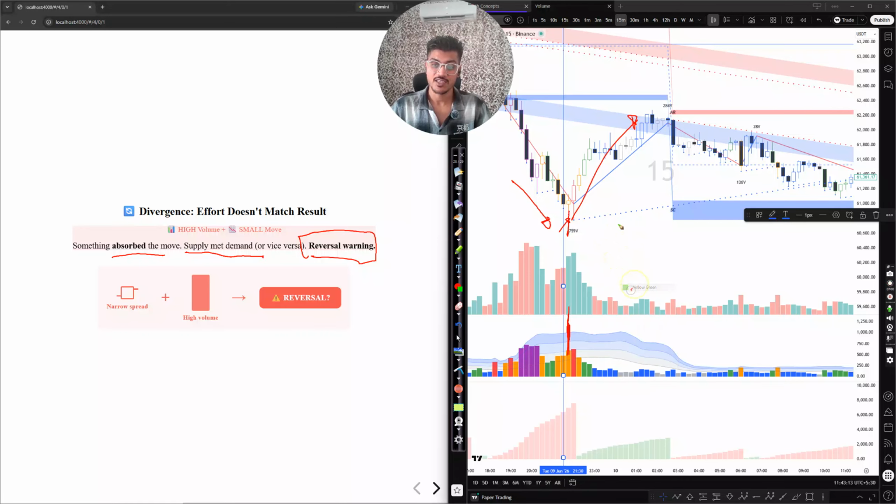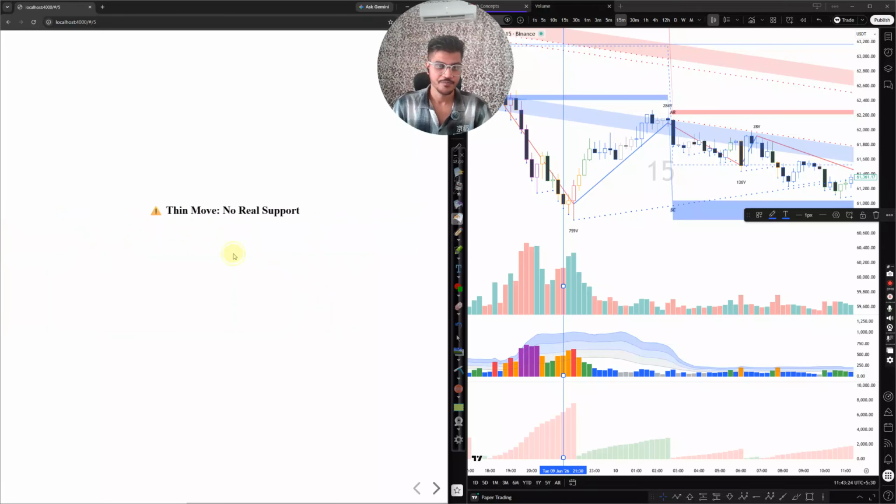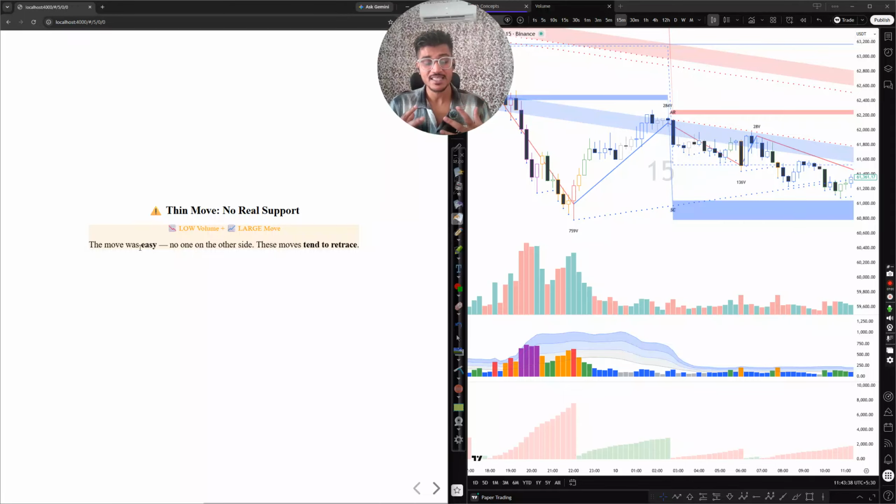All right. So this is your divergence, where effort is not matching the result, and the reversal must happen. Thin move, which indicates no real support, is where low volume makes a large move. What it means is that the move was easy, but no one on the other side is there to support that move. So this move tends to retrace, and I'll show you what it means.